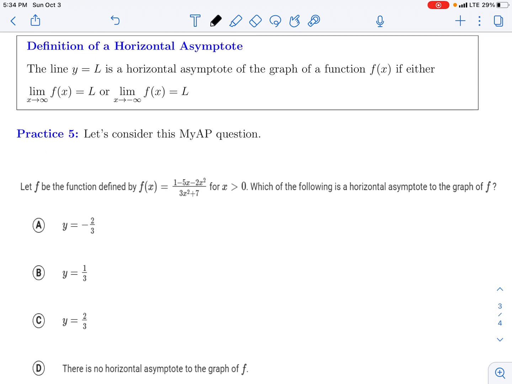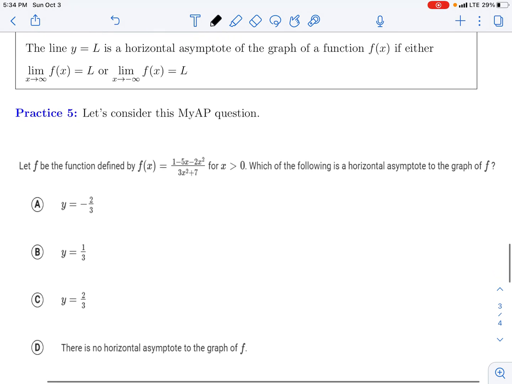Okay, the last thing I want to talk about is defining formally, now using calculus, what a horizontal asymptote is. Here I'm saying the line y equals L is a horizontal asymptote of the graph of the function f if either the limit as x approaches infinity of f of x is equal to L, or the limit as x approaches negative infinity of f of x equals L. Okay, so now let's consider this my AP question.